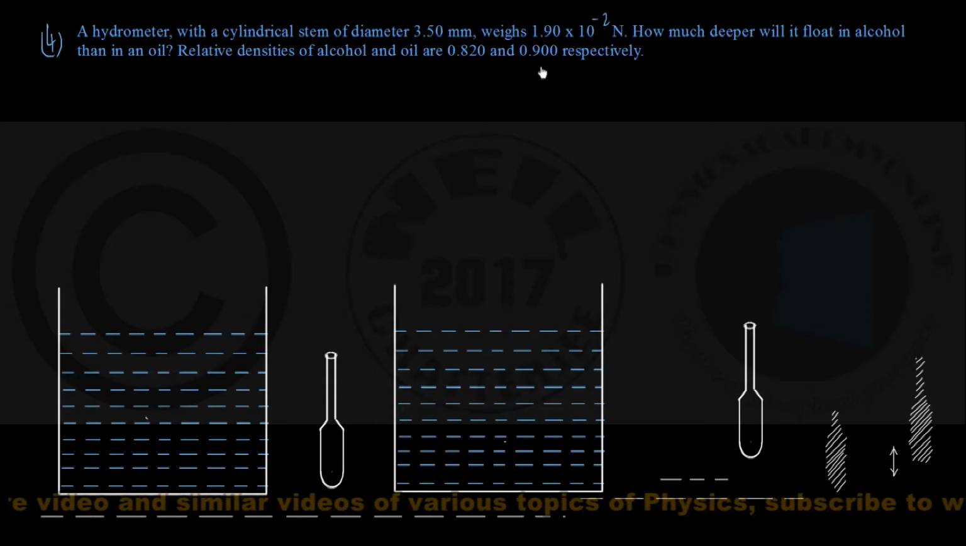It's common knowledge that since oil is heavier than the alcohol, this hydrometer floats with more portion sticking out of the liquid in oil than in alcohol. Alcohol being less dense, this hydrometer floats with the greater part of its volume immersed under the free surface. So I shall draw a figure to understand the problem situation.